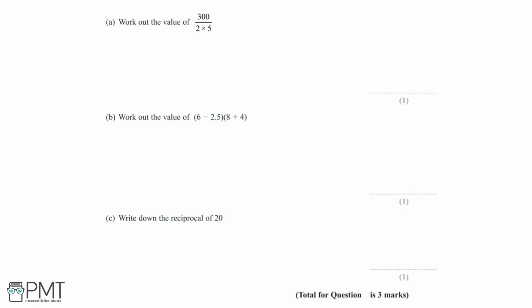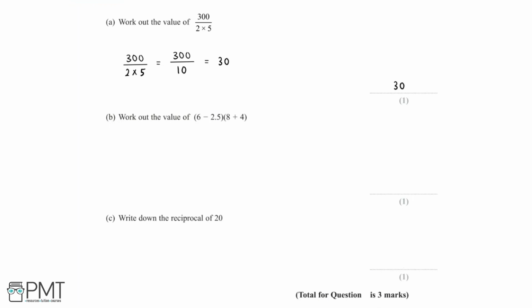In part A, we need to work out the value of 300 over 2 times 5. We have a denominator of 2 times 5, and we know that 2 multiplied by 5 is equal to 10. And so we can say that 300 over 2 times 5 is equivalent to 300 over 10. Now we can do 300 divided by 10, which is equal to 30. And so we can say that the value of 300 over 2 times 5 is equal to 30.